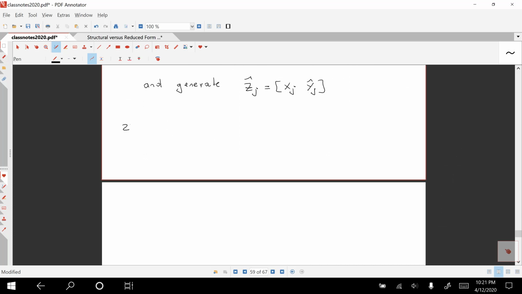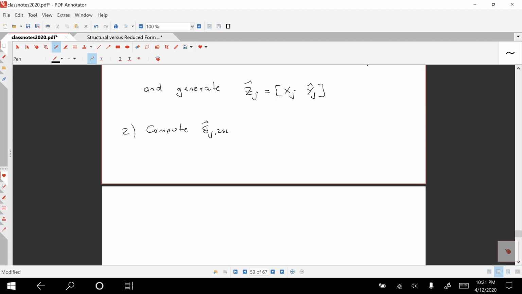In the second stage, once we have that, we can now use our two-stage estimator. So we'll compute delta j hat two-stage least squares, zeta j hat prime zeta j hat, inverse, zeta j hat prime with j. Basically, one way to think about it is that we're using two-stage least squares for each of the equations. So that's what we're doing here.